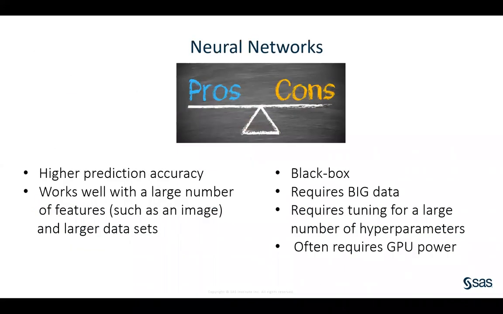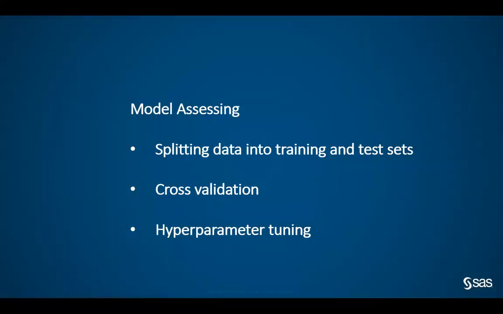And as I said, the domain does not necessarily need to be the same to be able to use transfer learning. So in general, neural networks give higher prediction accuracy and work well with a large number of features, such as image data. They are a black box, they require big data and tuning of a large number of hyperparameters, and they often require GPU power to be analyzed.